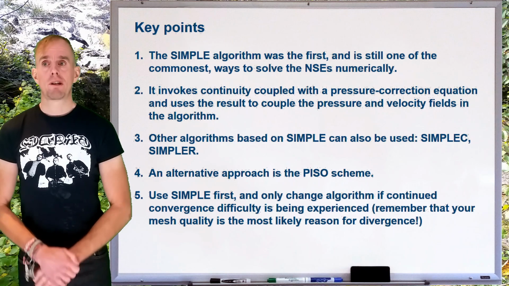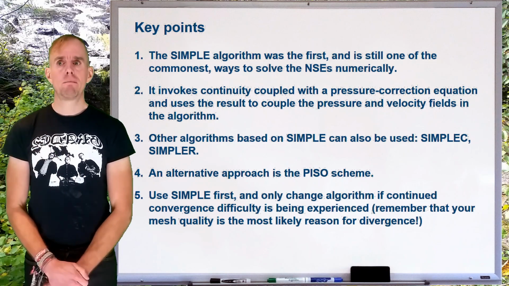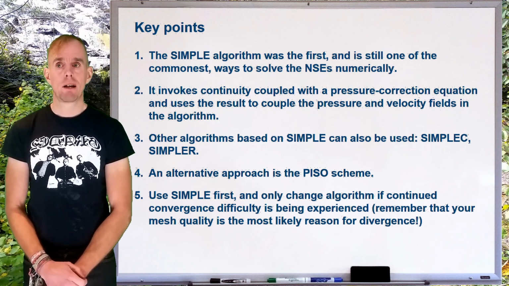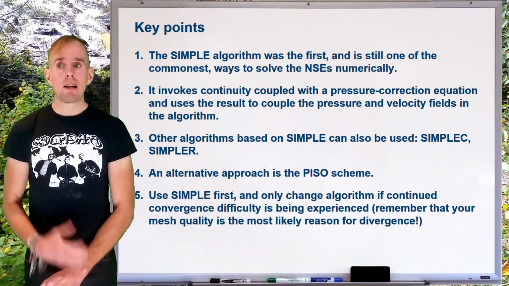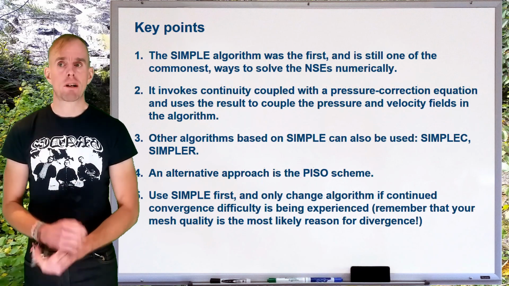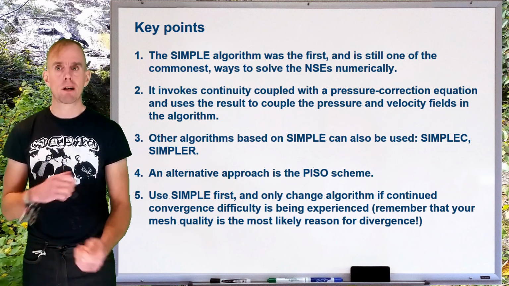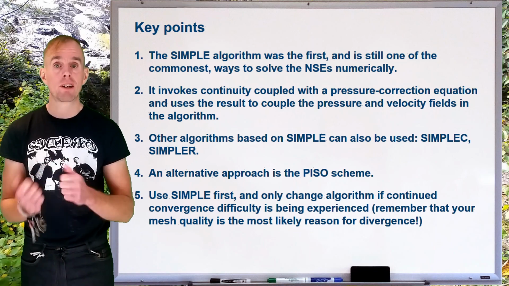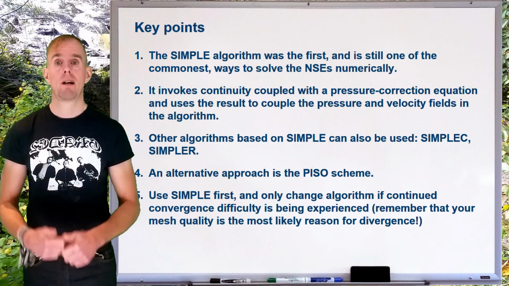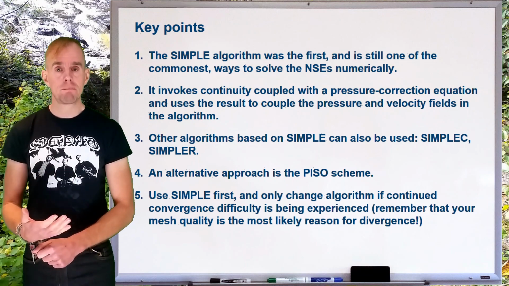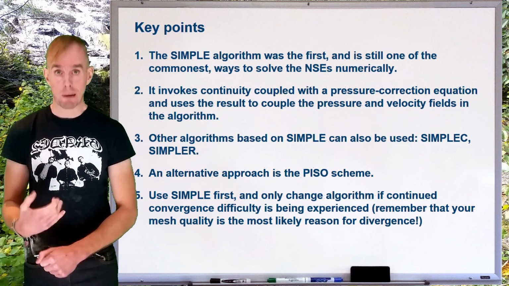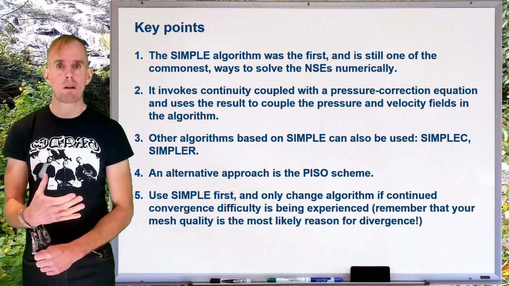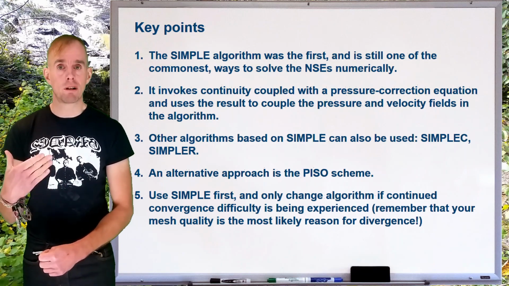So some key points to sum up. The simple algorithm was the first and still one of the commonest ways to solve the Navier Stokes equations numerically. The idea behind simple is that it invokes continuity coupled with a pressure correction equation and uses this result to couple the pressure and velocity fields together in the algorithm. And don't forget, it's the coupling of these two fields that's the key problem that we're trying to work around. There are other algorithms that are based on simple that can sometimes be superior depending on your problem. SIMPLEC and SIMPLER might be the second or third algorithm that you try if simple doesn't work effectively for what you're trying to do.